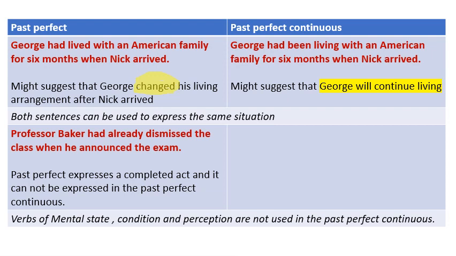All right. We also have the past perfect in the second row. Professor Baker had already dismissed the class when he announced the exam. Here we use the past perfect to express a completed act, an act finished, and it cannot be expressed in the past perfect continuous. Why? Because this is an action which happened and completed, then another action happened and completed.